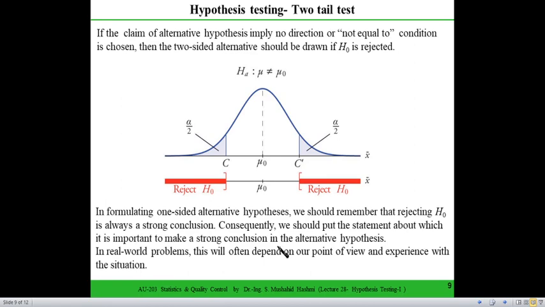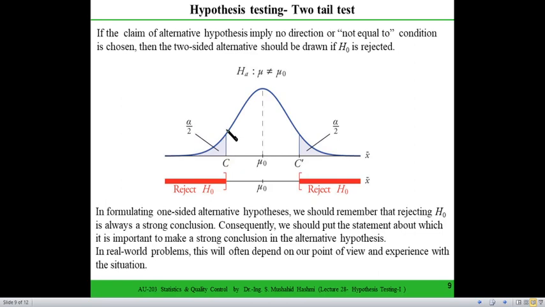In formulating this one-sided hypothesis, we must remember that rejecting H naught is always a strong conclusion. For example, if it is somewhere here, then we have a very strong conclusion that it is much greater than this critical number, and so we can strongly reject our null hypothesis. But if it is somewhat here, very close to this point, or hovering around C prime or around C here, then we can reject, but we don't have strong evidence of rejection.